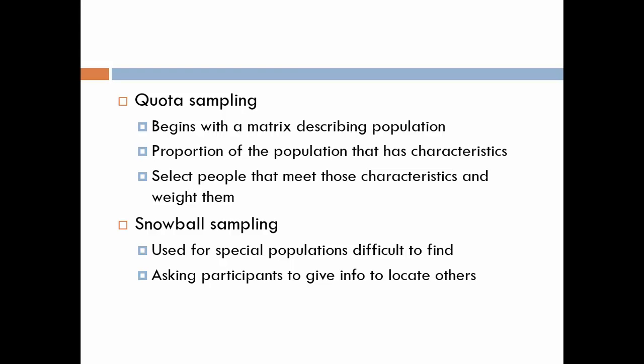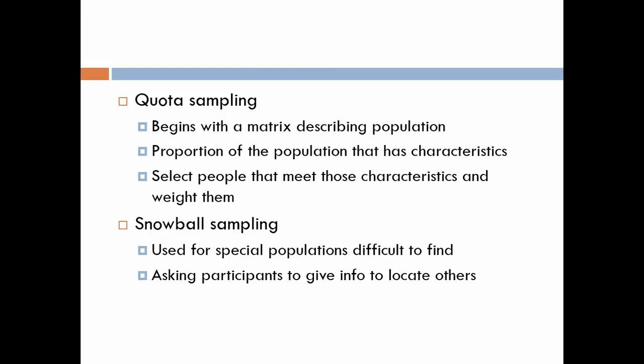Okay, next slide. The next one we're going to talk about is quota sampling. This is where you begin with a matrix that describes the population. So you make a table and you say, what are the characteristics that I want to study or that this group has that I should include? And you list them out and then you say, well, what is the proportion of the population that has that? And you figure out what that percentage is. And then you select the amount of people with those characteristics based on that percentage that you decided was the proportion of the population, because you want to make sure and get that represented.